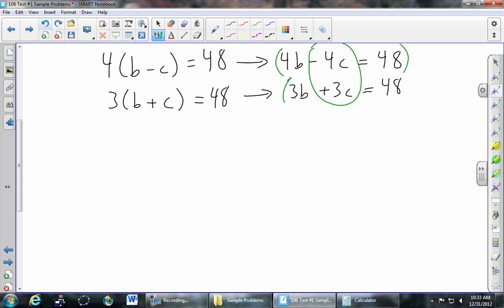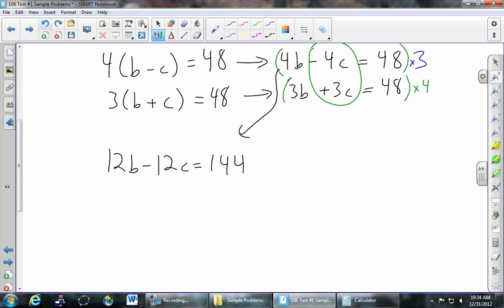So what do we multiply the top equation by to turn it into a negative 12c? Is times 3. What do we multiply the bottom equation by to turn it into a positive 12? Is times 4. So let's put them down here now. Top equation, the 3 distributes all the way through. 12b minus 12c equals 144. The bottom equation, the 4 distributes all the way through. 12b plus 12c equals 192.